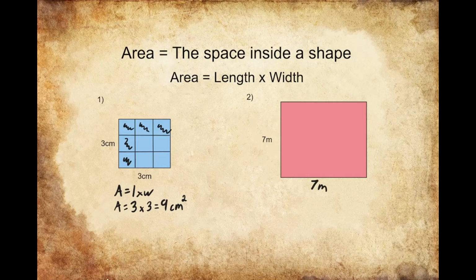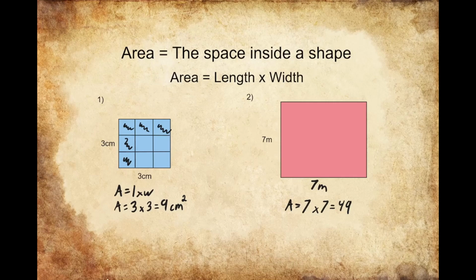So now to figure out the area, we're going to follow the same process as earlier. So we know that area equals length times width, and we know that we have a length of 7 meters, and we have a width of 7 meters as well. And 7 times 7 gives us 49.